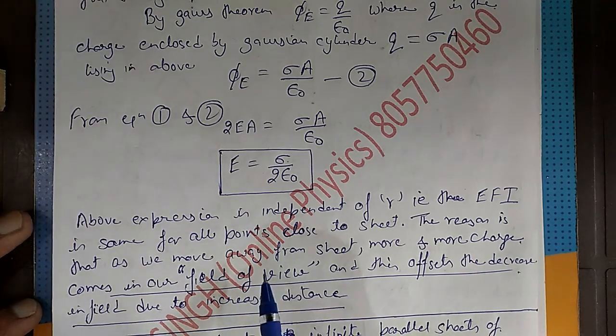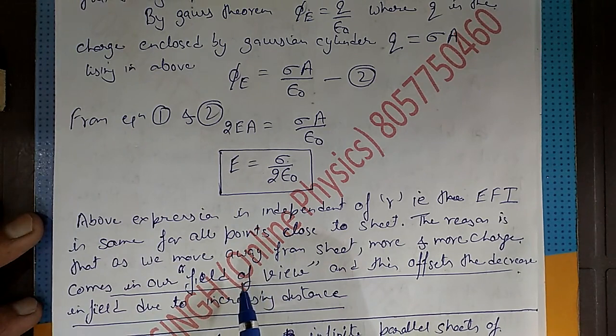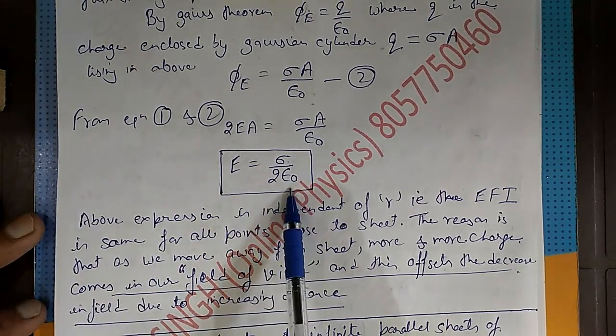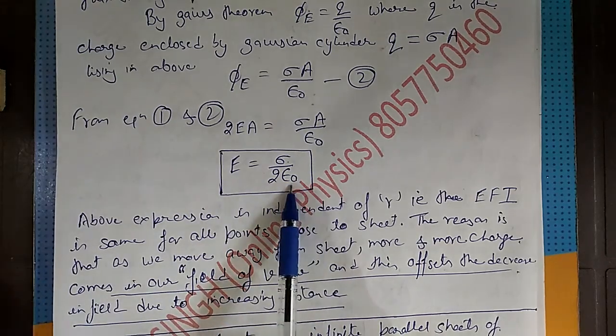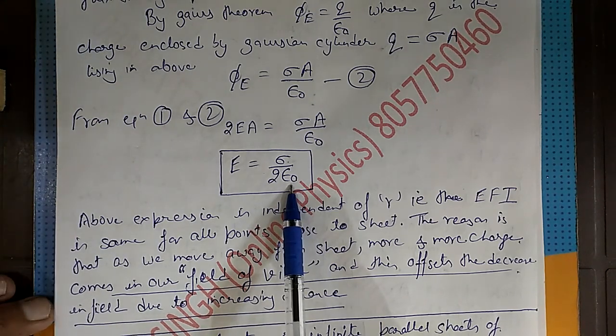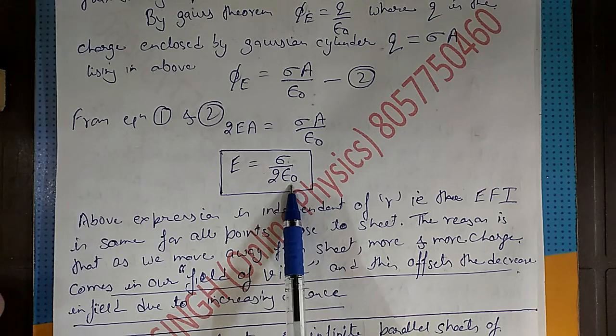So the electric field due to a plane sheet at any point is E equal to sigma upon 2 epsilon naught. Now if you observe, this expression is independent of small r, and this is very interesting. We all know that as we move away from a charge, the value of electric field decreases. For a point charge, we know that E is proportional to 1 upon r square.